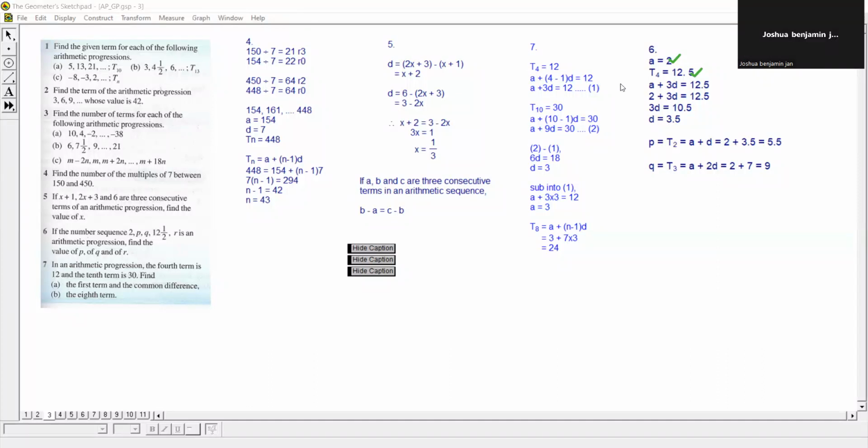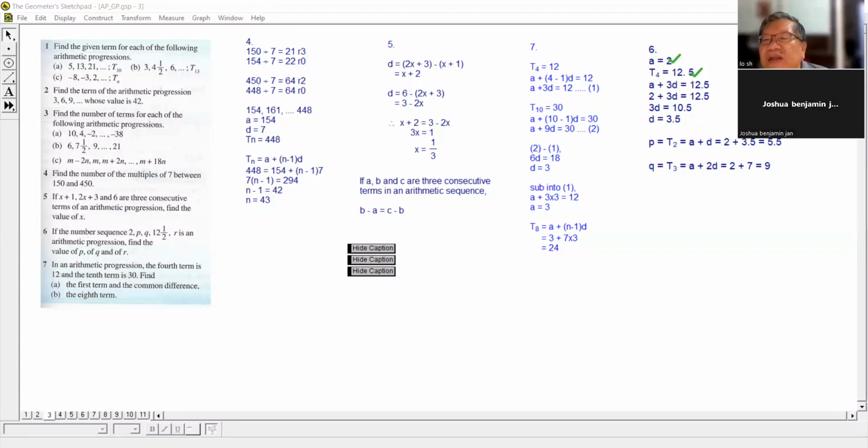What is the formula for T4? The formula is A plus 3D. A plus 3D. For 4, n minus 1 becomes 3. So T4 is A plus 3D. So from here, we know what is the value of A. We also know what is the value of D. Now, why do I say we know the value of D? Because in this T4, the value of D is hidden there. Since we know A, then we can find D. The D is hidden inside the T4.